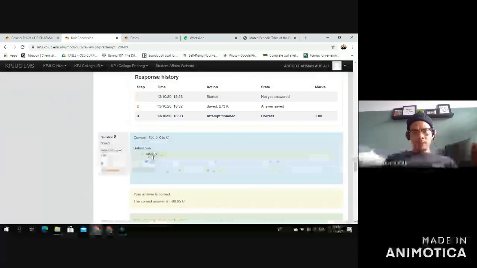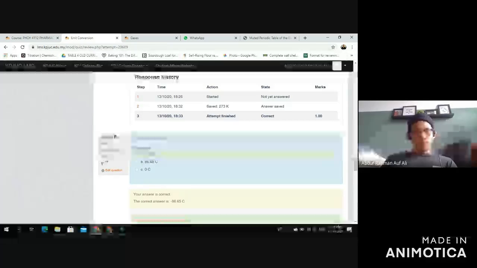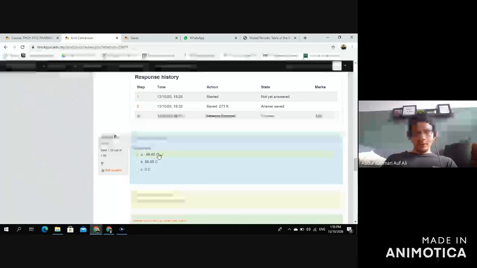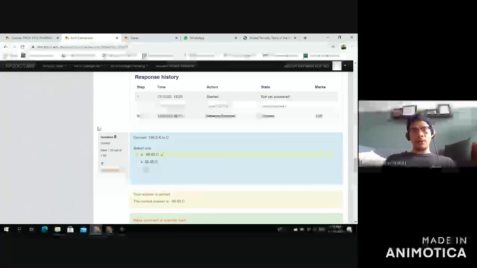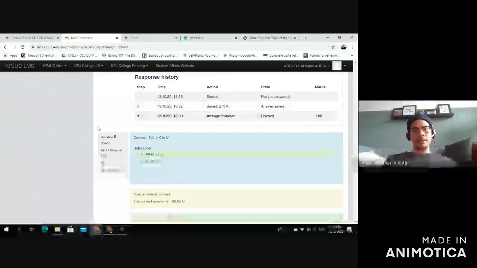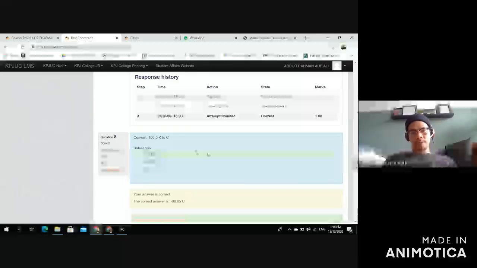Make sure you know this conversion, because in chemistry the unit that we use for calculations of temperature is Kelvin. That is why it is important for you to know how to convert from Celsius to Kelvin, because the tools to measure temperature in labs, in hospitals and clinics, all measure in Celsius. But if you want to do calculations in chemistry, you need to convert the Celsius to Kelvin.